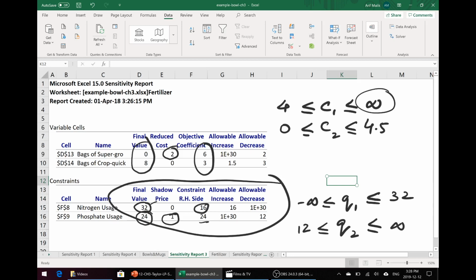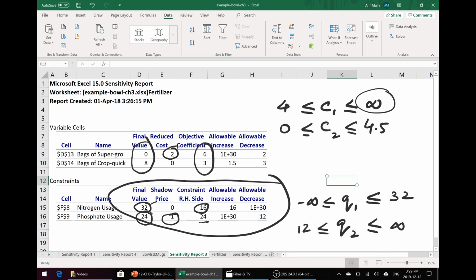If we keep increasing this resource, it will have no effect. Sorry, not keep increasing. We can increase up to 32. Surplus is 32, and then if the requirement is more than 32, then it will have some shadow price.